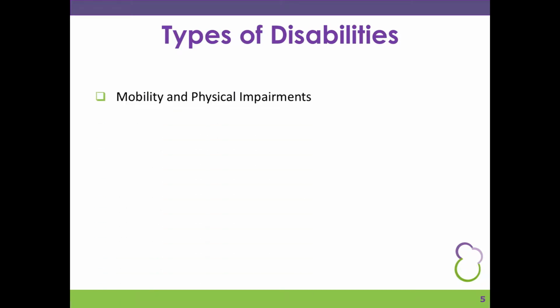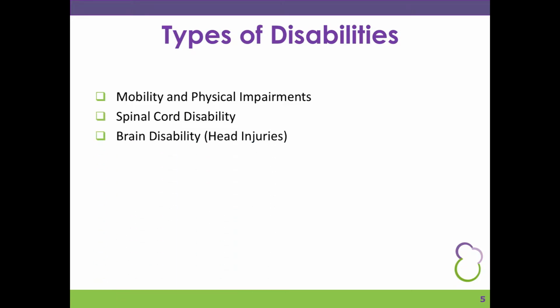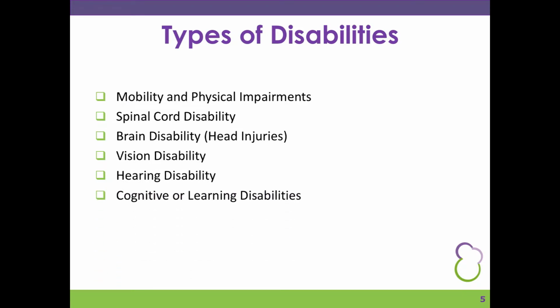There is mobility and physical impairments, spinal cord disabilities, brain disabilities, including head injuries, visual disabilities, hearing disabilities, cognitive or learning disabilities, psychological disorders, and also invisible disabilities. These are disabilities that are not immediately apparent. For instance, some people with visual or auditory disabilities who do not wear glasses or hearing aids, or are discreet with their hearing aids, it may not be seen that they have actually got a disability.